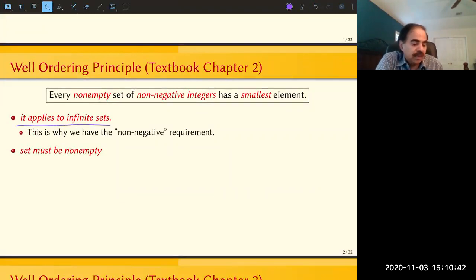so there are 2 things that you need to keep in mind. The most important thing is that this applies to infinite sets, right? So it's fairly obvious that every finite set has a minimum element, right? Because you can just list the elements one by one, and then you'll go through all of the elements in a finite amount of time, and in that process, you can identify what is the smallest one, right?